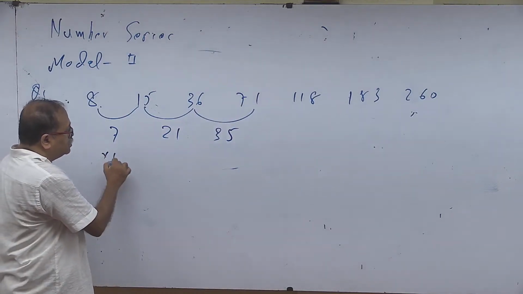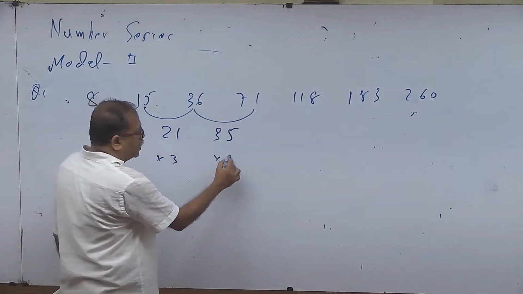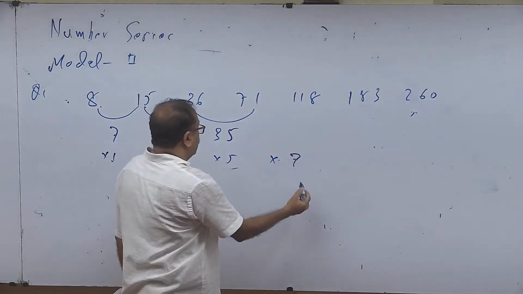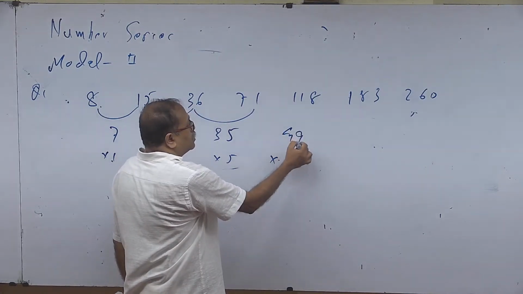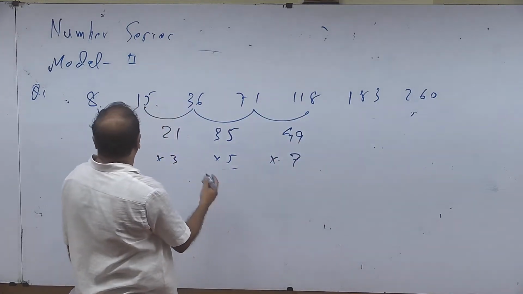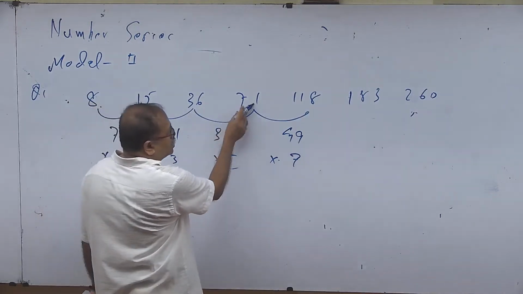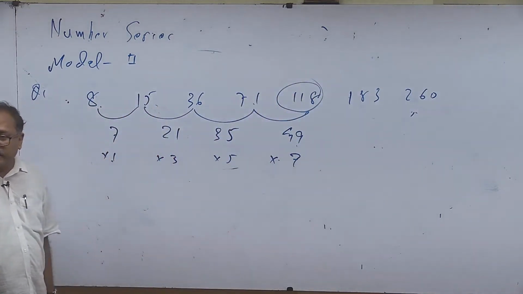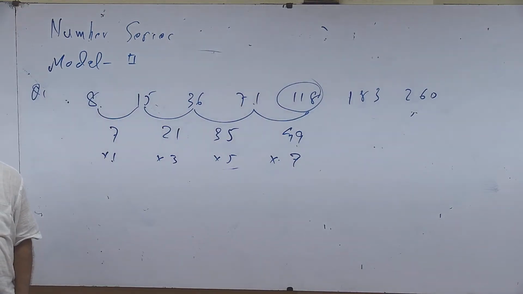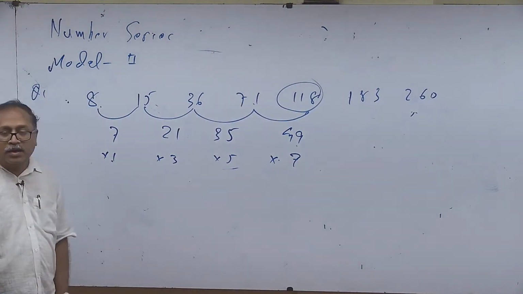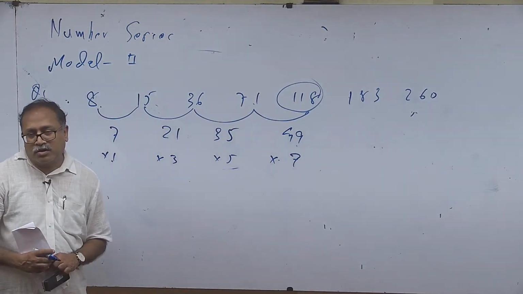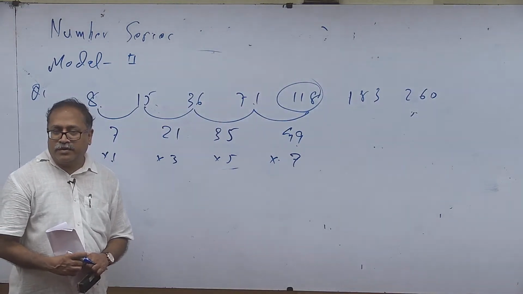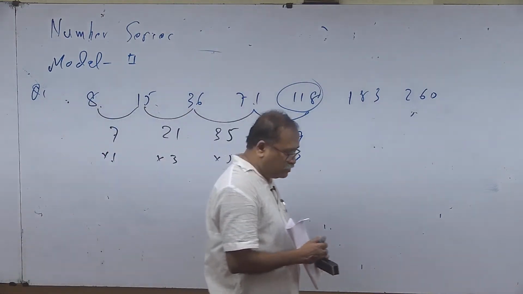So, 7 into 1, 7 into 3, 7 into 5. The next one has to be 7 into 7, which is 49. And as we are adding the digits, 1 plus 9 is 10. So it's not matching. Therefore, 118 is the wrong number in the sequence. Please write this down.